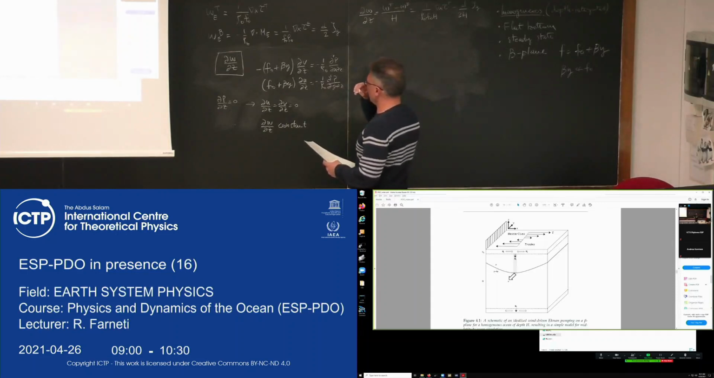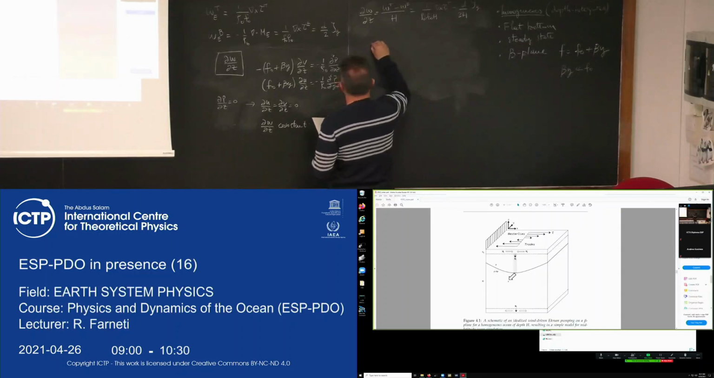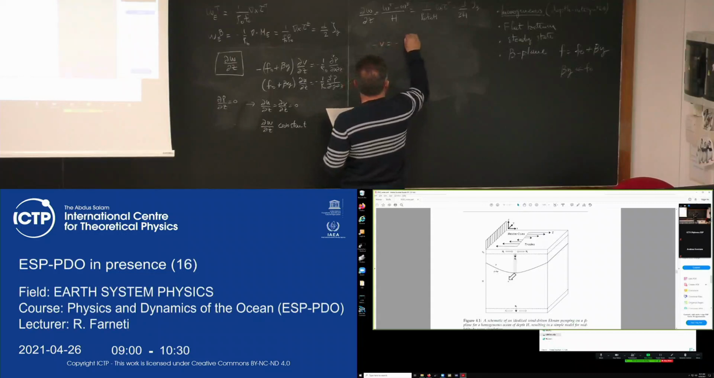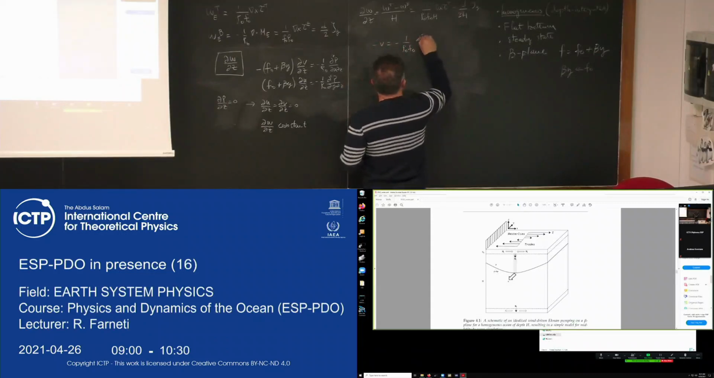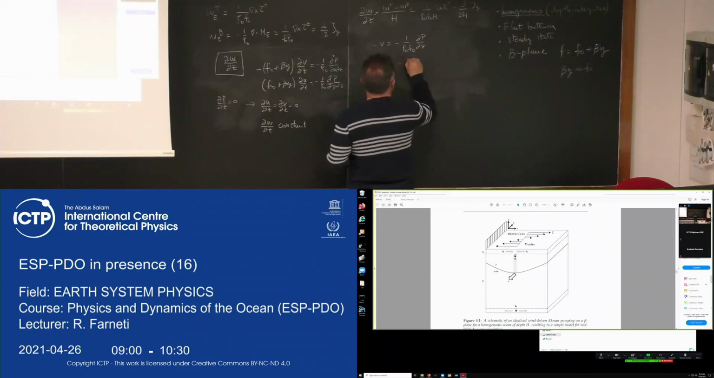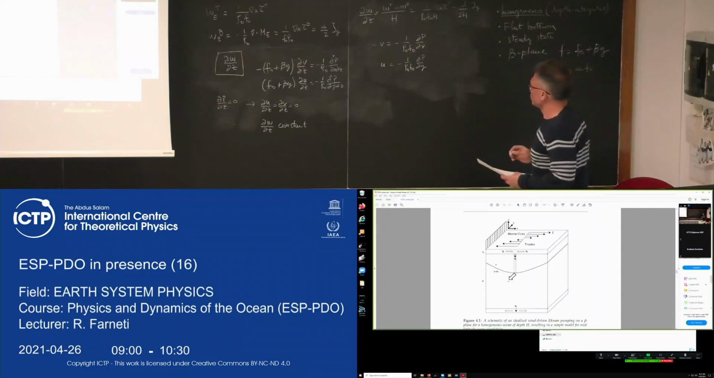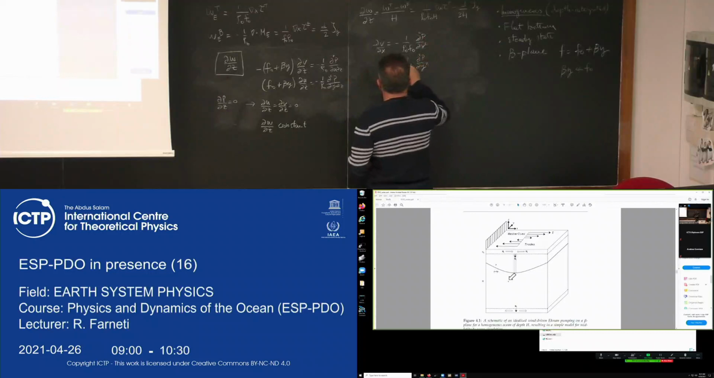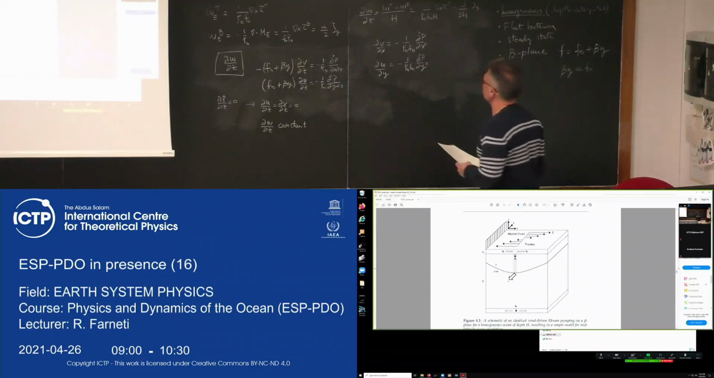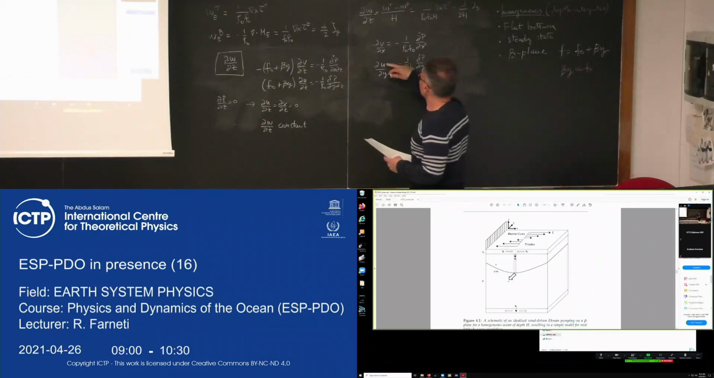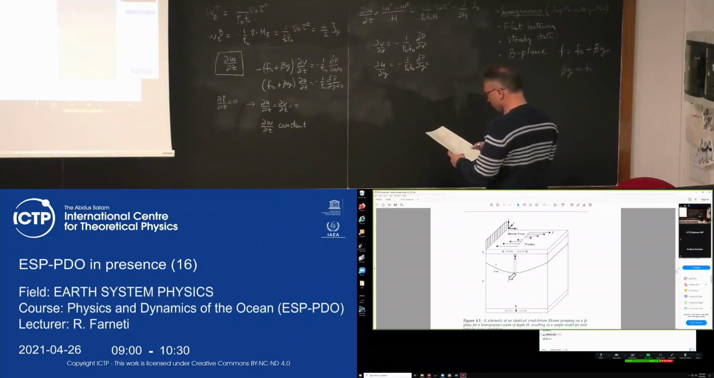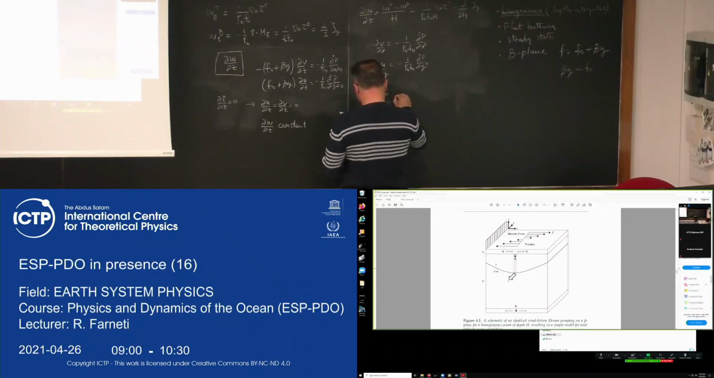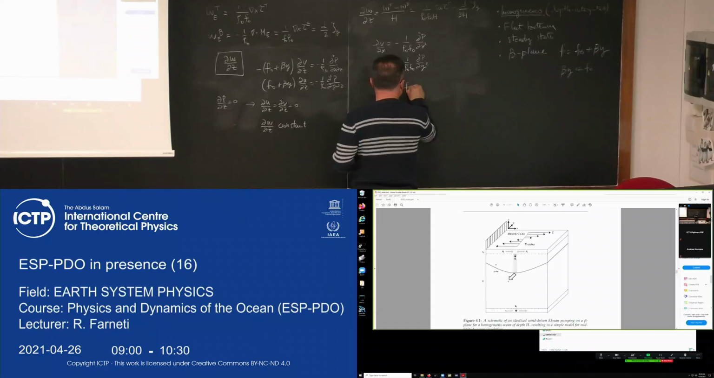Okay, so if you go back to your geostrophic equations, they were something like minus 1 over rho naught f naught dp by dx, and u. These are the geostrophic equations, the horizontal momentum. You take the derivative of the geostrophic velocities, and now the solution that we had for the linear geostrophic vorticity balance is this.